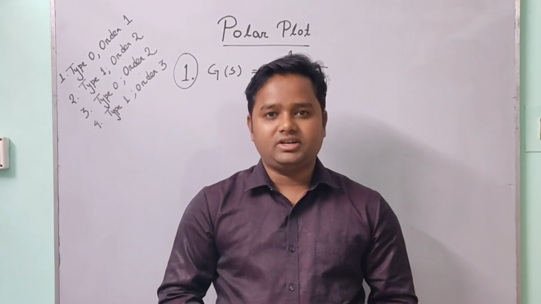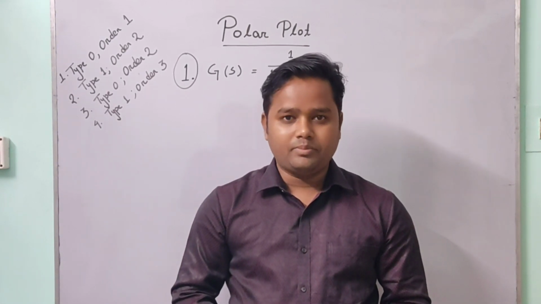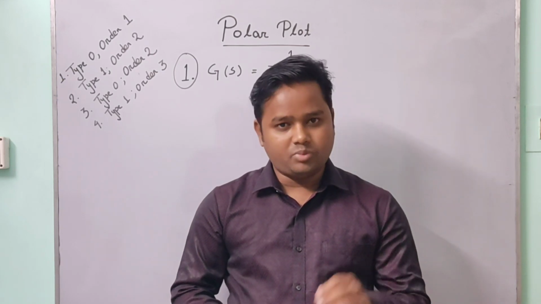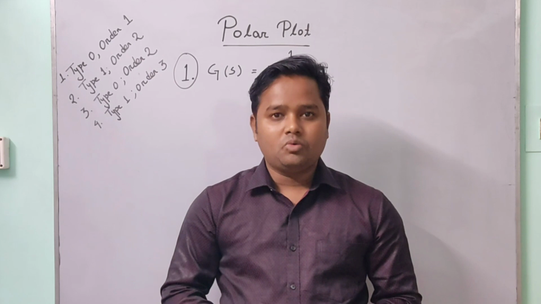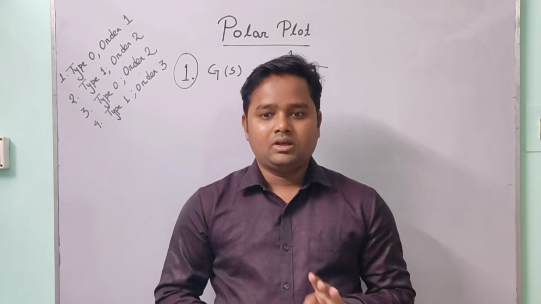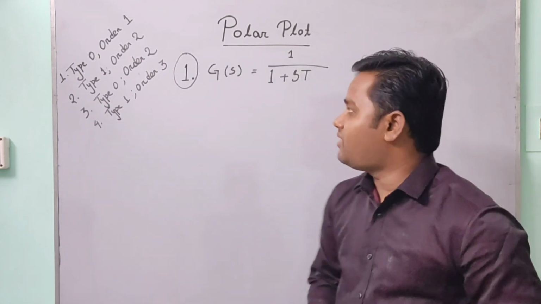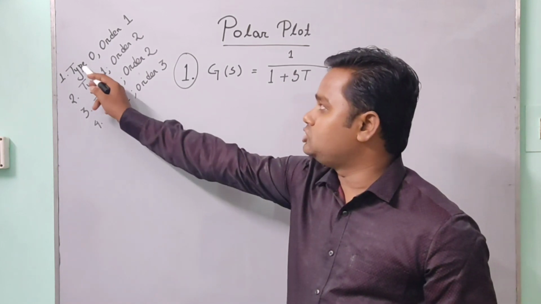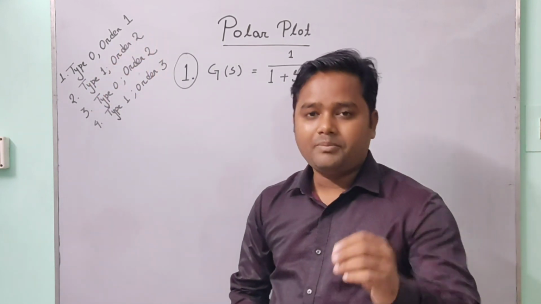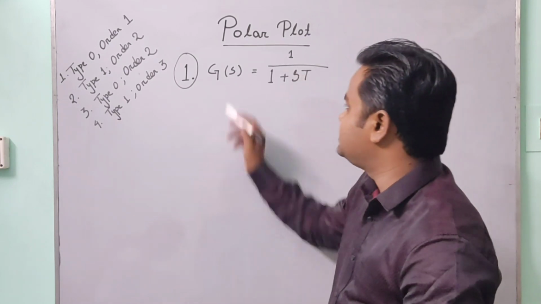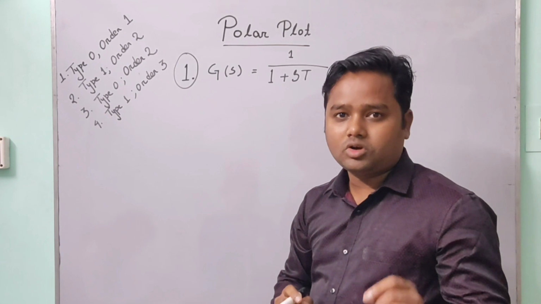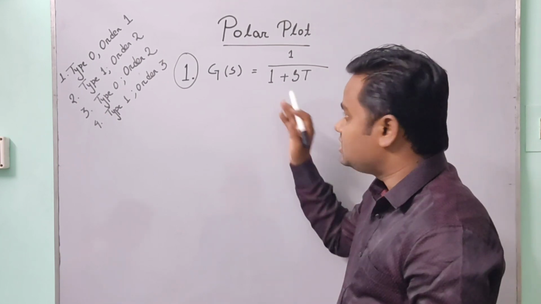In the previous video, we have studied all the theories related to polar plot, and we have studied the procedure to find the polar plot. Today we will do 4 examples for polar plot. First, we have to draw the polar plot for a type 0 order 1 system. Taking the example, the question is G(s) = 1 divided by (1 + sT).